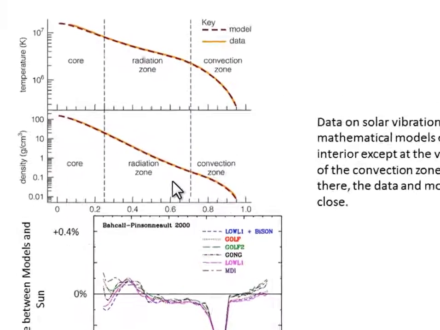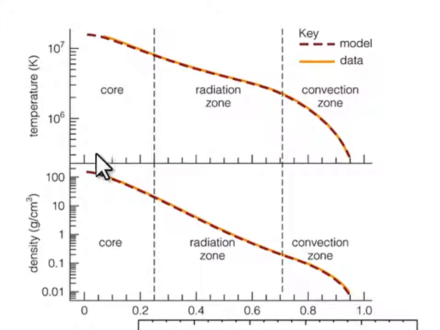So here are graphs showing, let's start at the top. These two graphs show the temperature of the sun and the density of the sun as a function of radius, percent of the way to the outside. And the red dashed lines are our mathematical models. The orange lines are the helioseismology data showing the structure of the sun, and basically these two are indistinguishable. On this scale, we cannot tell any difference between our predictions and what is actually there, which tells us that we're predicting the right thing.